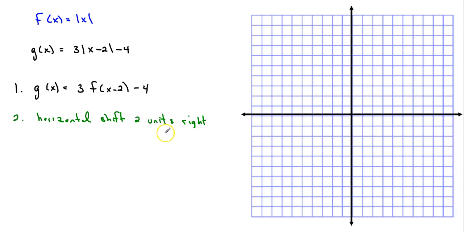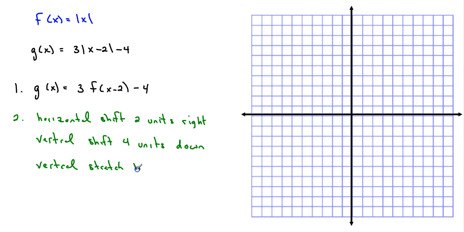Give me another one. A vertical shift 4 down. Vertical shift 4 units down. And one more. What is my last one? Beautiful. Vertical stretch by a factor of 3. Awesome.